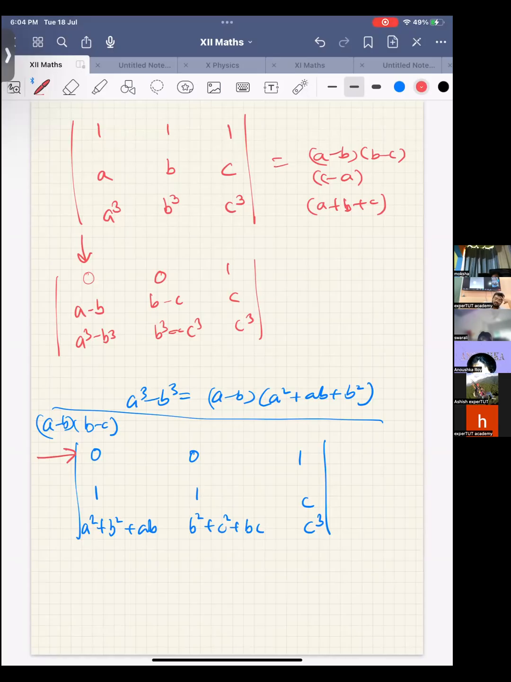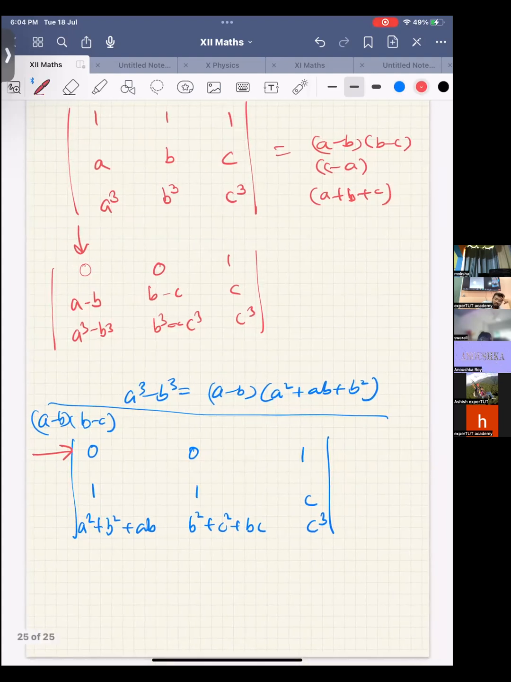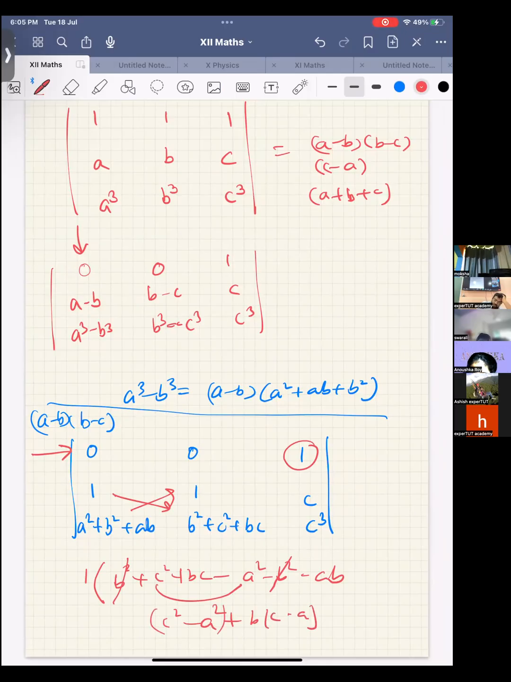And when you expand this, you just now expand: 0 into this, 0 into this, and then this 1 into this minus this. So you'll get B square plus C square plus BC minus A square minus B square minus AB. The B square cancels, you'll have C square minus A square plus B times C minus A. If you take C minus A common, you'll get C plus A plus B. Can you see that? Write it down quickly.